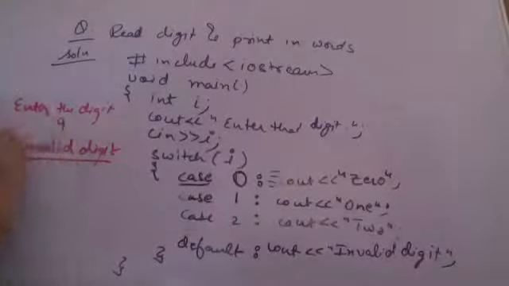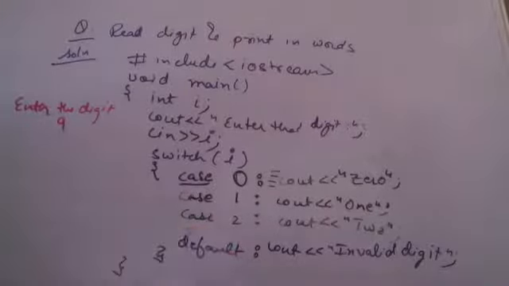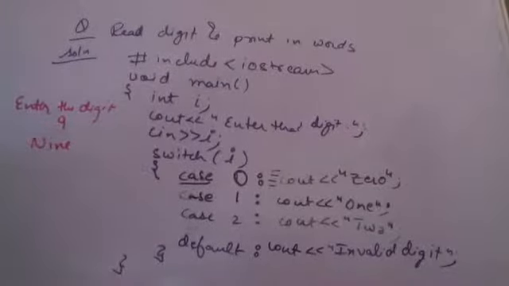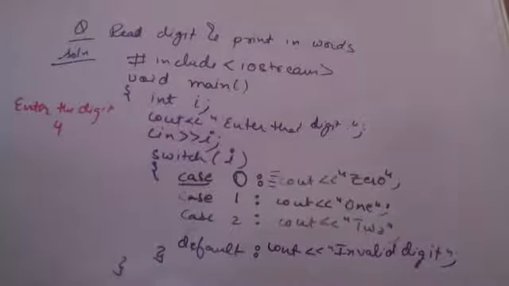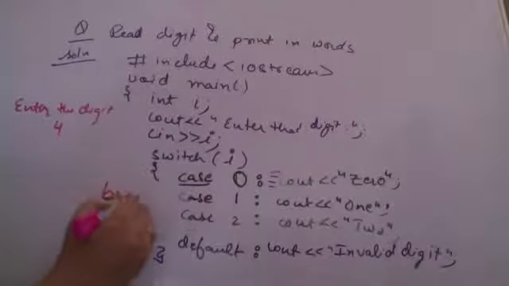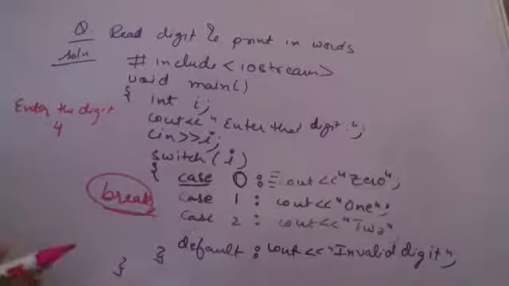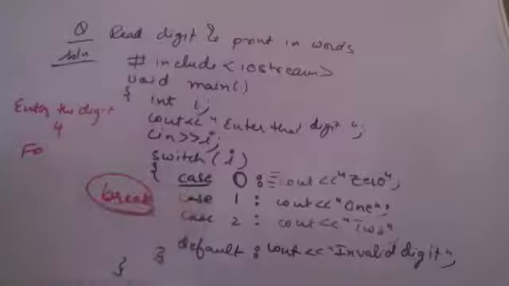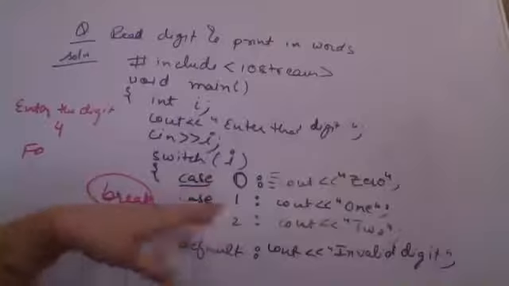After this, supposedly I enter a 9. Then cases 0, 1, 2, 3 will not match. Case 9 will match and I will get the output 9. Supposedly the user enters a 4. What will happen in this case? Since I have not used any break statement anywhere, I will execute the statements in the switch after the matched case.